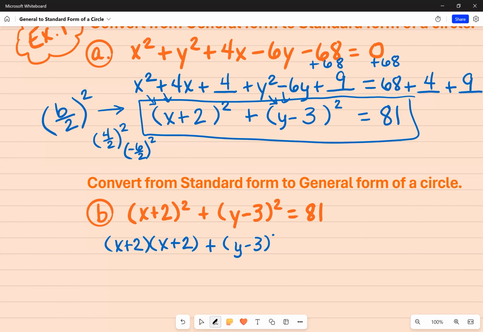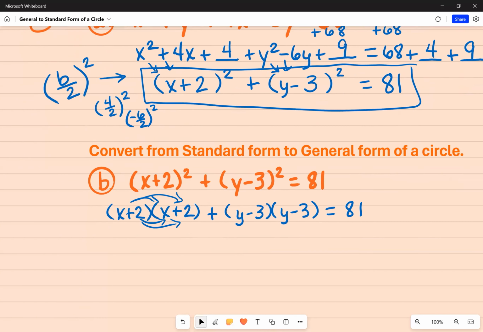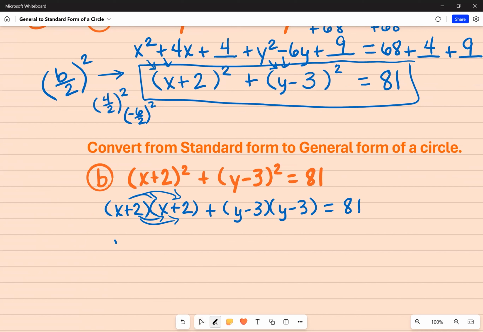The quantity of y minus 3 times itself. And all of this is set equal to 81. So now I want to distribute. When I distribute, I see that I have 4 terms, but the middle terms I can go ahead and combine. So I have x squared plus 2x plus another 2x, which is plus 4x. And then I have 2 times 2, which is 4.